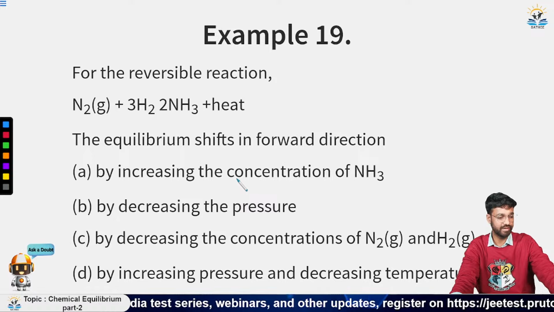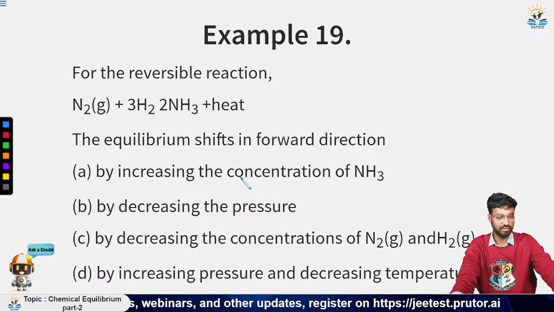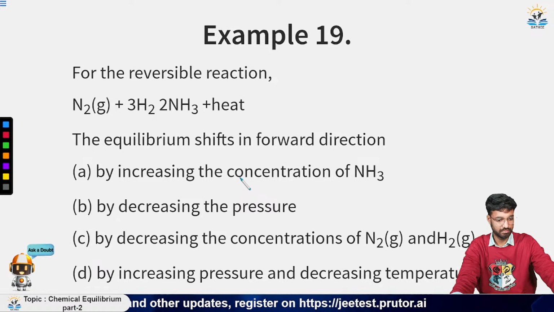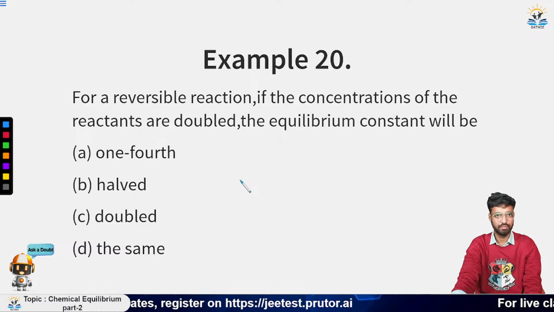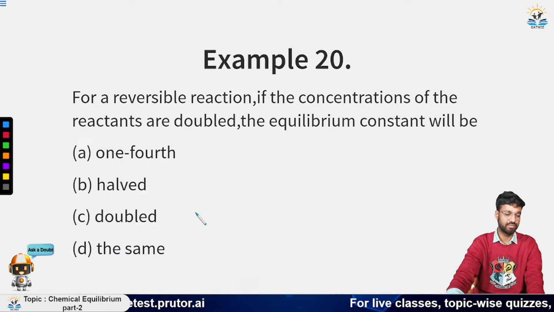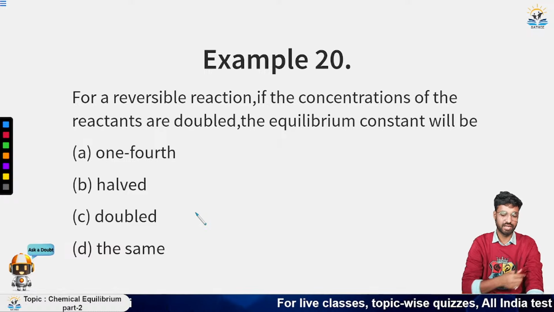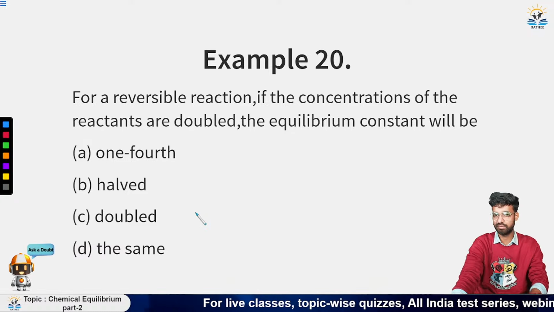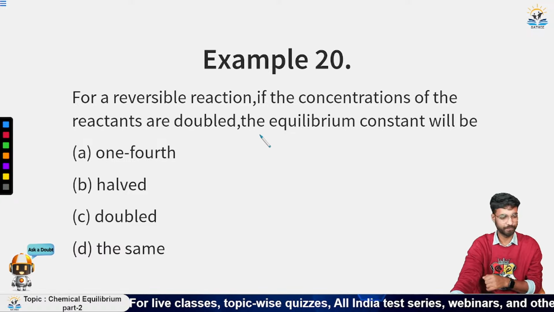The last question we have is example 20. Okay. So thank you for your time. This was all about chemical equilibrium. In the next class, we will start ionic equilibrium, which is also a part of this equilibrium chapter. Thank you.